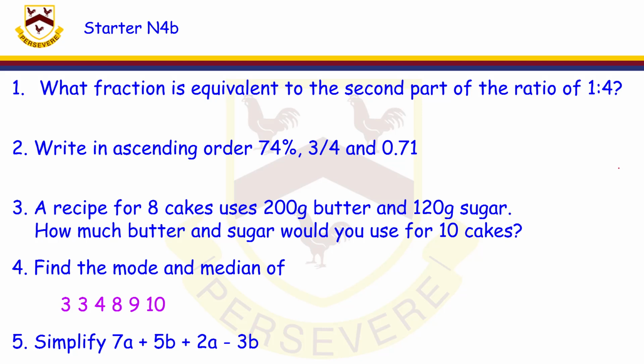Okay, so let's go over these questions. What fraction is equivalent to the second part of the ratio 1 to 4? The second part is 4. Total number of parts is 4 add 1 is 5. So the second part is going to be 4 out of 5.